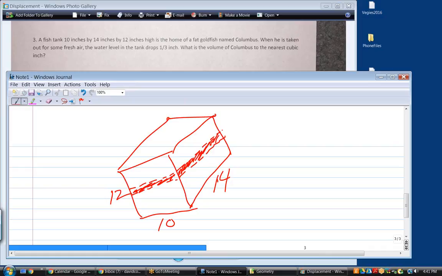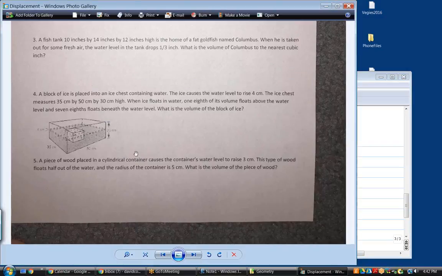Very good. Notice that this measurement they gave you of 12 was completely unneeded. It only served to complicate the issue because we have to know what the width is and what the depth is. That's what's important to us. The height of the fish tank really doesn't matter. As long as we know that that measurement is 1/3, then you hit it. 10 by 14 by 1/3.